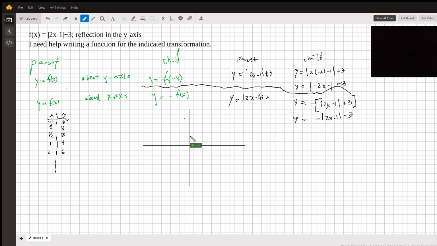Anyway, at 0, it's going to be 4. 1, 2, 3. And then at 1/2, it's going to be 3. And then at 1, it's going to be 4. And then at 2, it's going to be 6 here. And so we see we're going to get a nice V-shaped curve coming out that way.